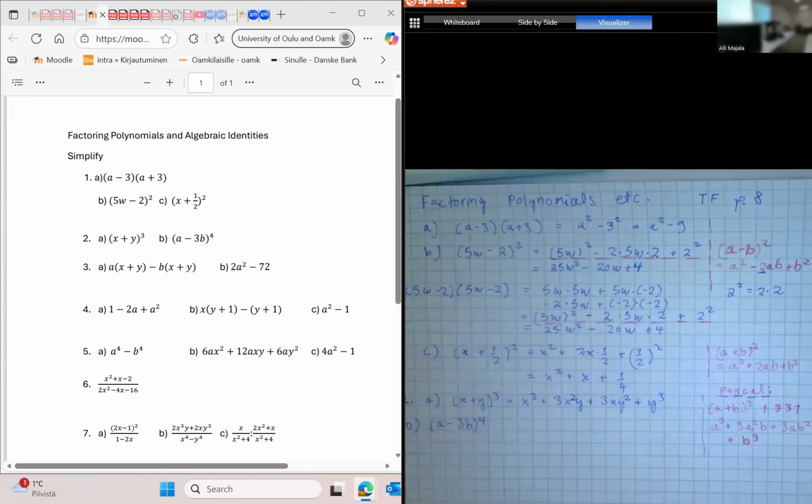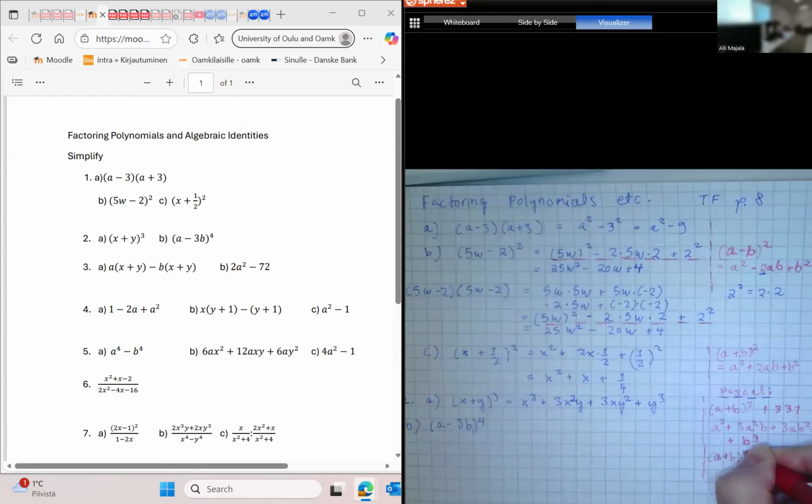Okay, so I write it again here. I have something in the power of 4: A plus B to the power of 4. And then in the Pascal's triangle, I have 1, 4, 6, 4, and 1. And now I would need to know how this goes.